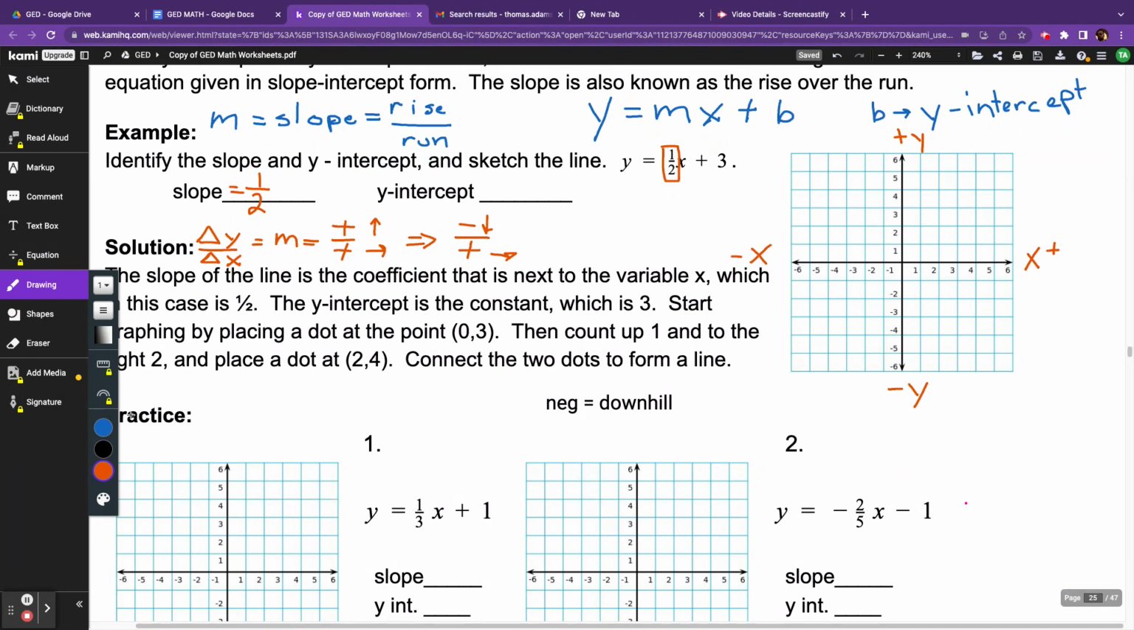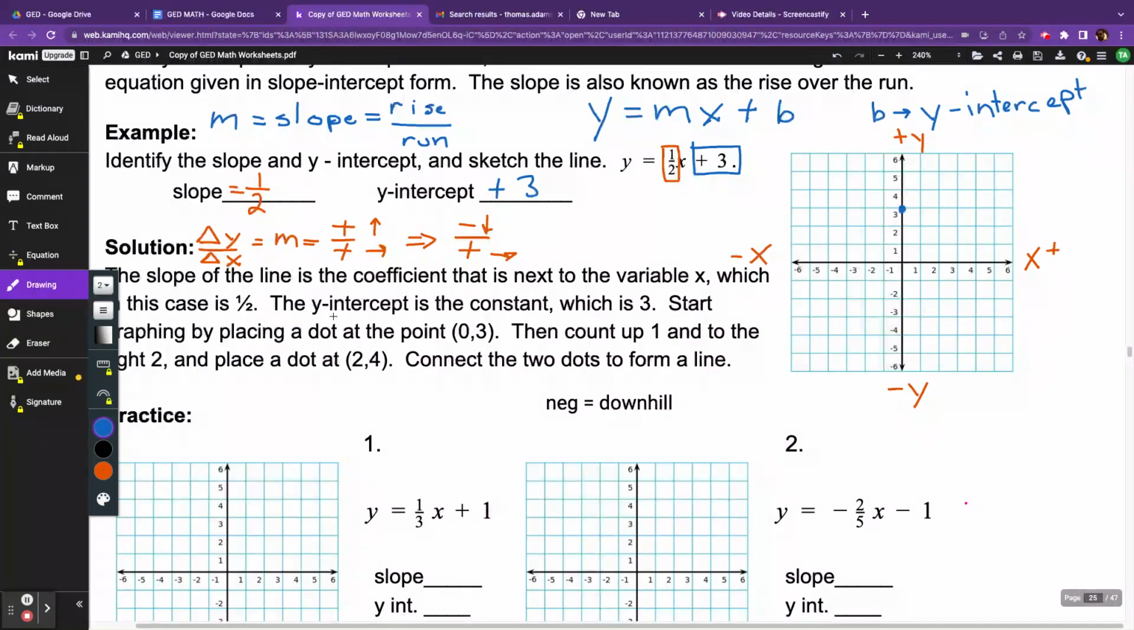The next thing that we want to identify is the y-intercept. Now you almost always want to include the sign in front of it. That's a positive 3. Now what that means is that I'm going to cross the y-axis at 3. The b is the y-intercept. So that means I'm going to go from the origin up 1, 2, 3. And that's where my line is going to cross the y-axis.